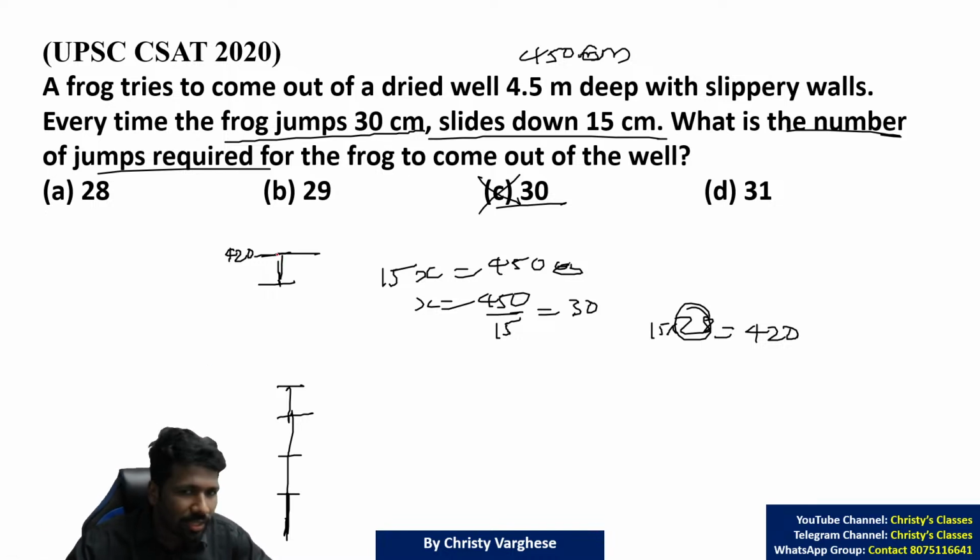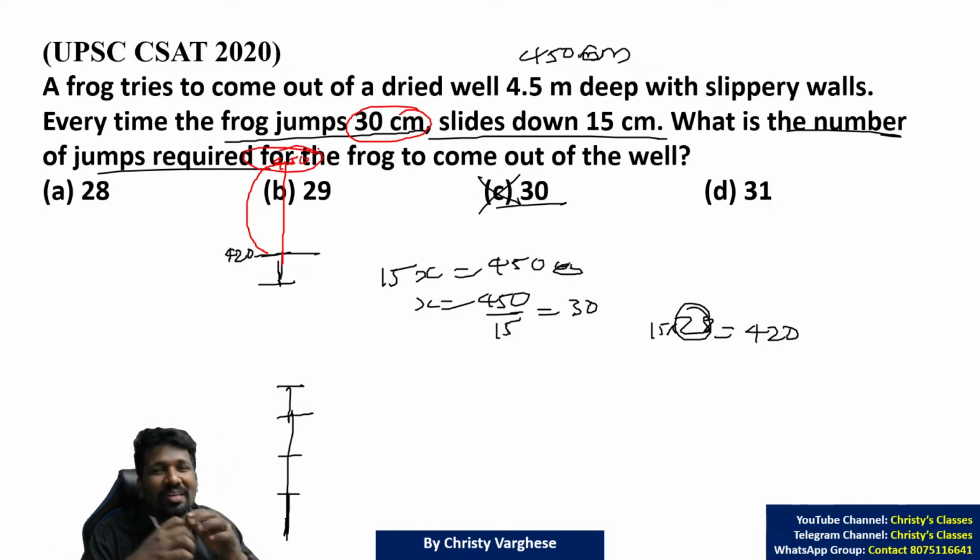Now 29th jump, think carefully. What will happen in the 29th jump? The frog will be jumping 30 centimeter. Then only it will slide down. When it jumps 30 centimeter itself, the 450 centimeter is covered.